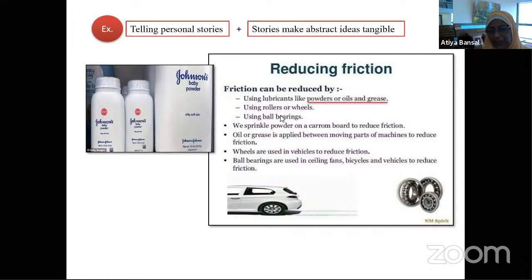So when I tell them this personal story of my brother, they come back after 4 or 5 years and they'll say, Miss Bansal, I still remember you taught me science. I still remember you taught us how to reduce friction. And your brother, very smart. Now, because of my brother, some child here is benefiting. That is the power of personal stories.